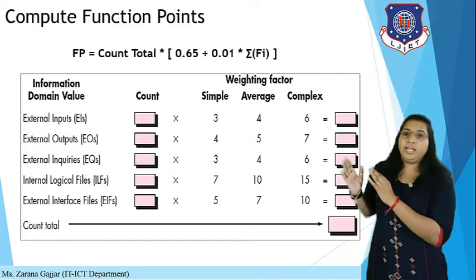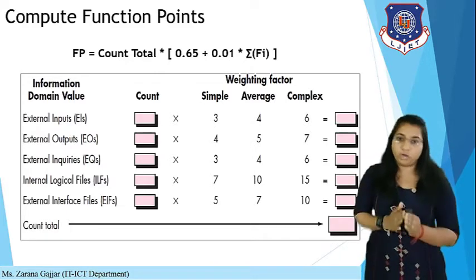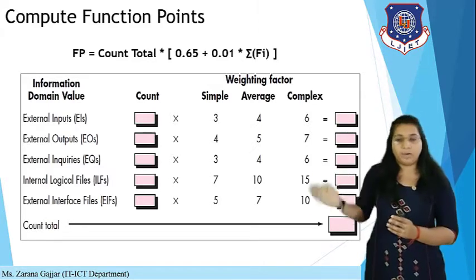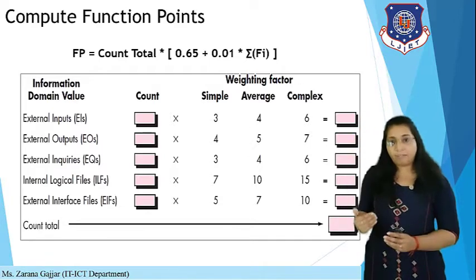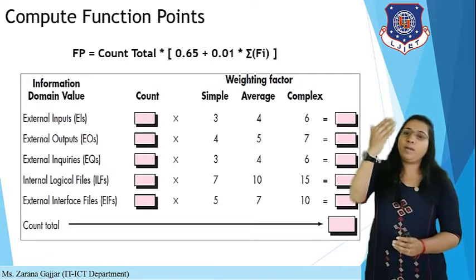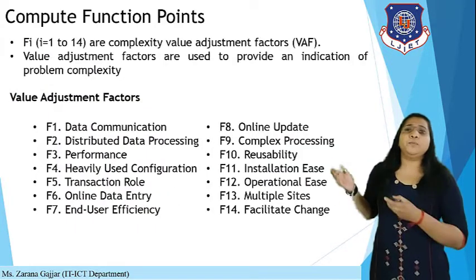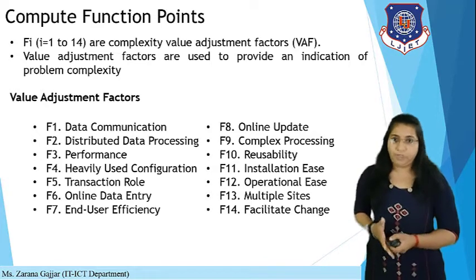Okay, so here simple, average and complex are the three partitions for a particular product. If your project is simple, then you have to take the simple values. If it is an average project, then calculate with the average input values, and for complex you will calculate with the complex value. Okay, so next is some information about the value adjustment factor.